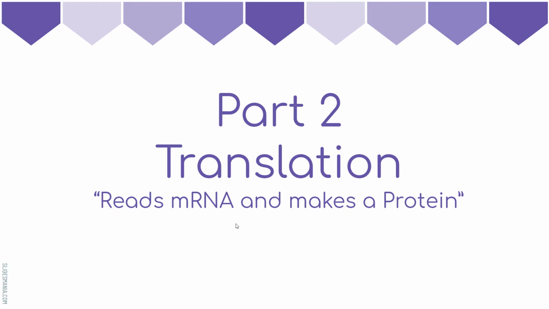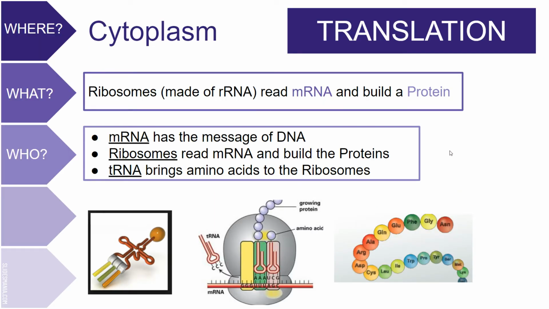All right, once you've assembled your mRNA, then you can do translation. You can actually read it and make a protein. This is going to happen in the ribosomes, and they're going to read the mRNA and build the protein. So we will see lots of pieces. We'll see mRNA, which is the message of DNA, the ribosomes that do the reading, and the tRNA, special molecules of RNA that bring the amino acids to the ribosomes so that we can build a protein. Because remember, proteins are made up of amino acids, and amino acids need to be brought to the ribosomes and put together to make the protein.